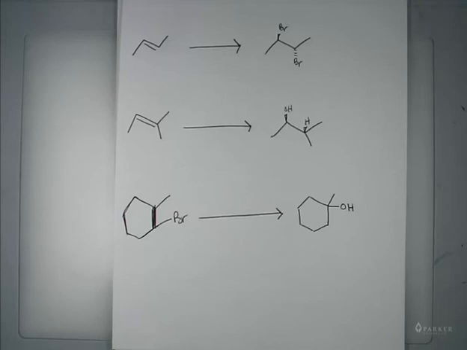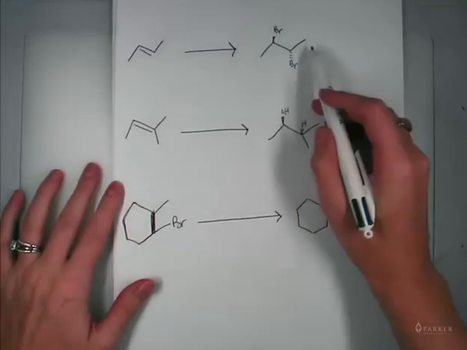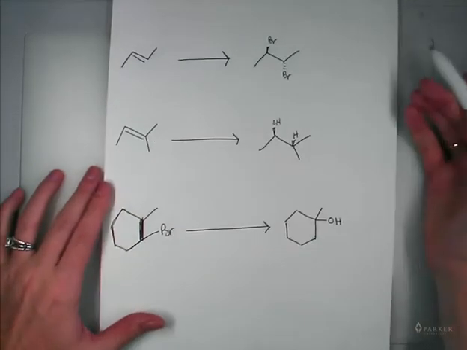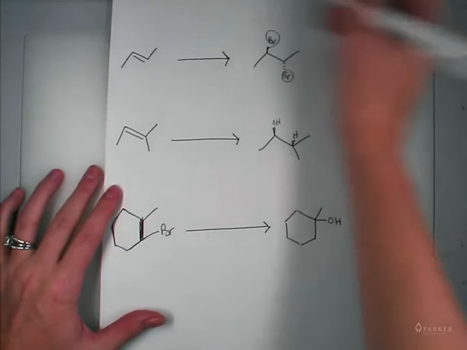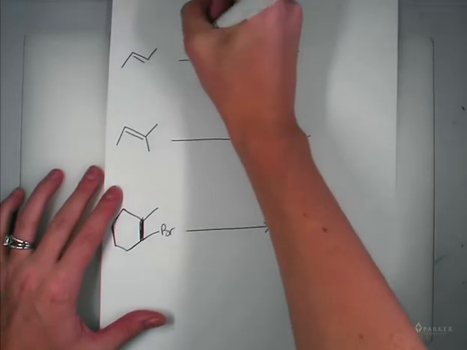So let's look at the first one. What did we add on the double bond? How did it change? The double bond's gone, right? And what did we add on there? Two bromines, so that's, what'd you say? Br2.